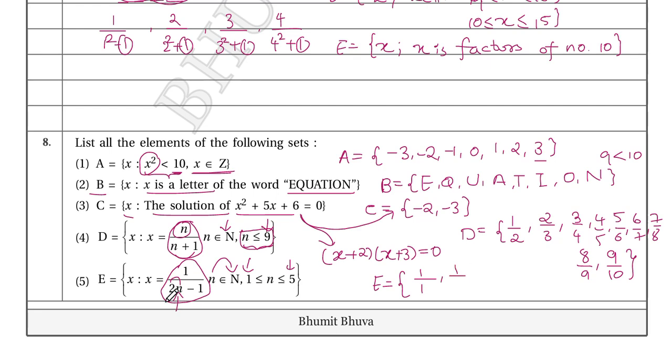Then 1 upon, if you put n is equal to 2, 2 twos are 4, 4 minus 1, 3. Then if you put n is equal to 3, 3 twos are 6, and 6 minus 1 is 5. Then you will get 1 by 7, and in the last 1 by 9. So this is the roster form of the set E. Look at the next question.